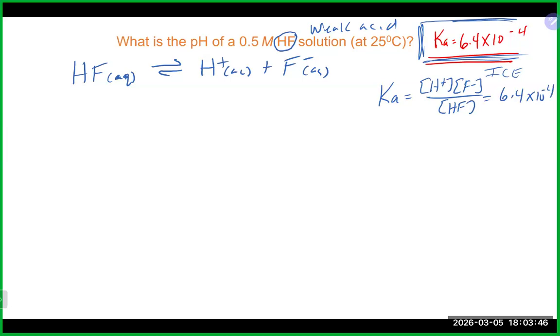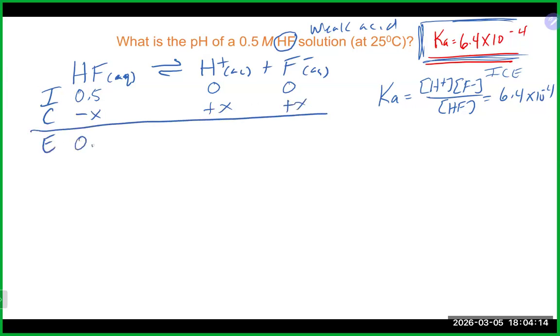At this point, it's really just an ice table type problem happening. And in this case, we're going to go with 0.5. This is again going to be 0 and 0, just like we did with regular sort of equilibrium problems. Clearly, there's nothing mentioned about what's on the right-hand side there. So again, it is safe to definitely assume that it's 0 to begin with. We're going to go through here, a little minus x plus x action there. Going to get us at equilibrium 0.5 minus x, x, and x in this case. Any questions on the ice table there?